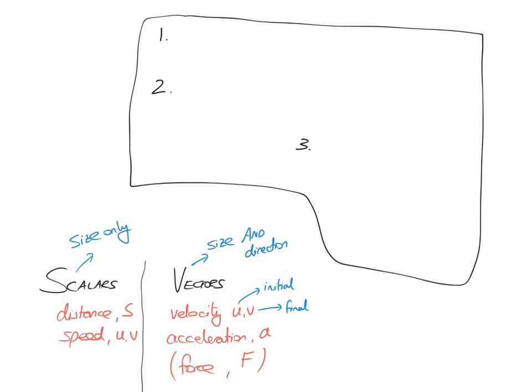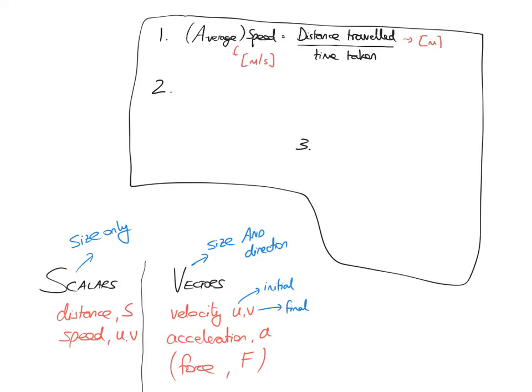Are you done? Okay. The first one's average speed equals distance travelled over time taken. Remember, as with all equations, in order to get a unit of meters per second on this side, the distance travelled has to be in meters, the time taken has to be in seconds.